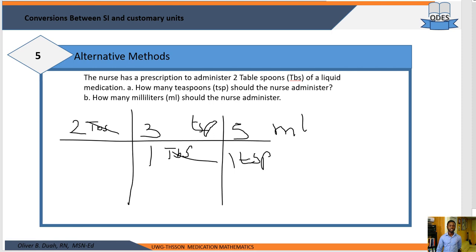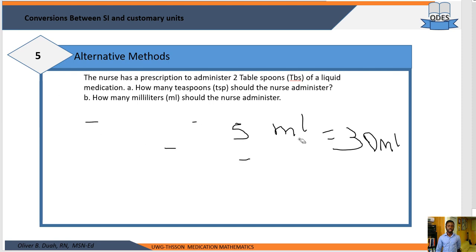So let me clean this part so we have enough space to work with. Okay, we need our answer in ml, and for every 1 teaspoon there is 5 mLs, and so teaspoon will cancel teaspoon, and now you have 2 times 3 times 5 ml, which is going to be 6 times 5, 30 ml. Okay, so using the dimensional analysis actually makes the problem simpler for you.